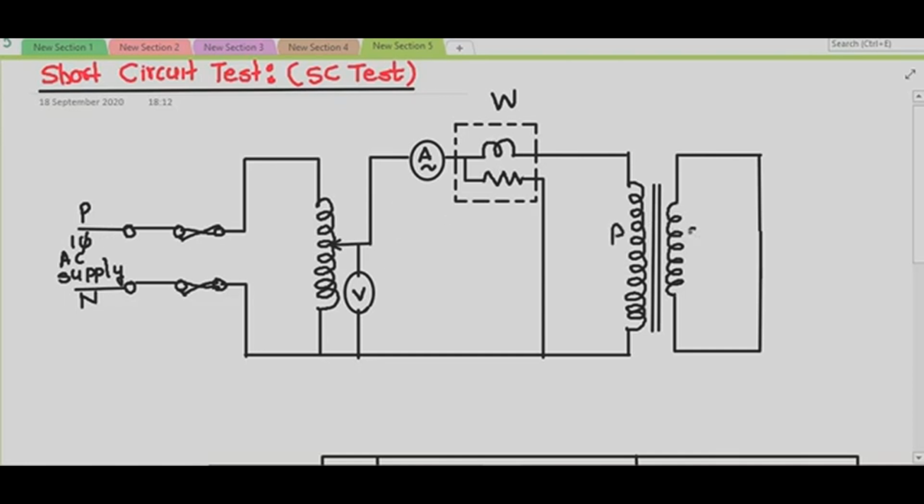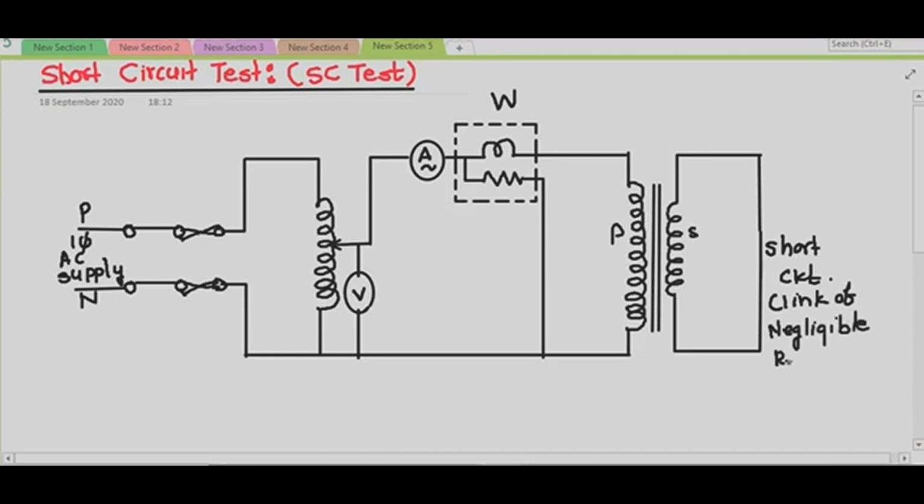This is your primary, right? And this is your secondary. And secondary terminals we have to short circuit using a link of negligible resistance. Why negligible resistance? Because we know that current always follows the path of least resistance. It is just like a short circuit. So secondary terminals are shorted solidly using the link of negligible resistance.